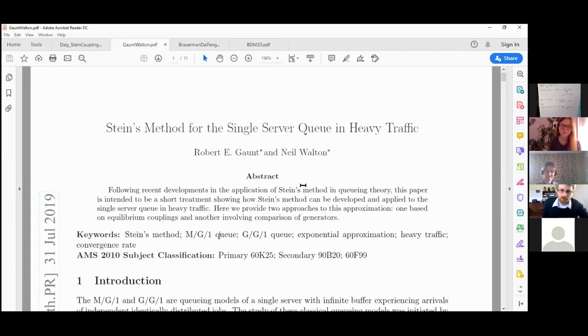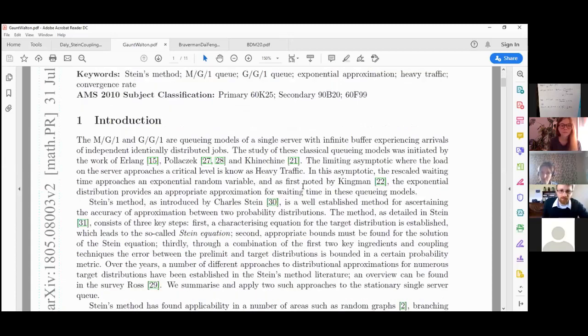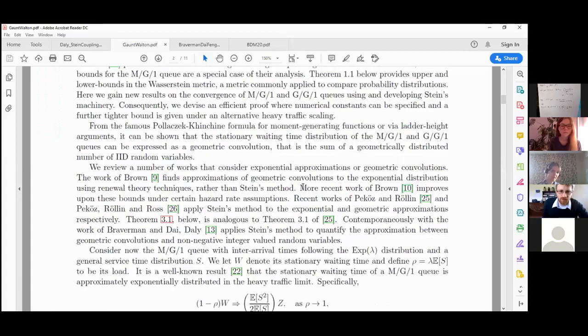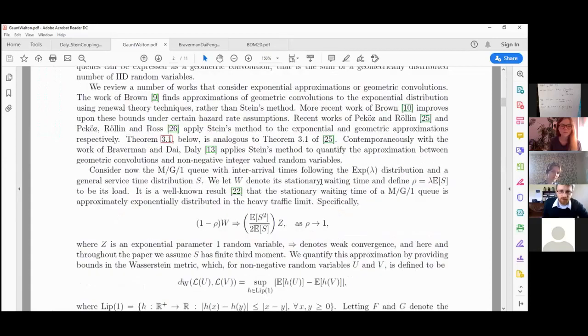So the thing that they're interested in this paper is approximating. The notation in this paper is relatively similar to the lecture notes we've been using, which is nice.